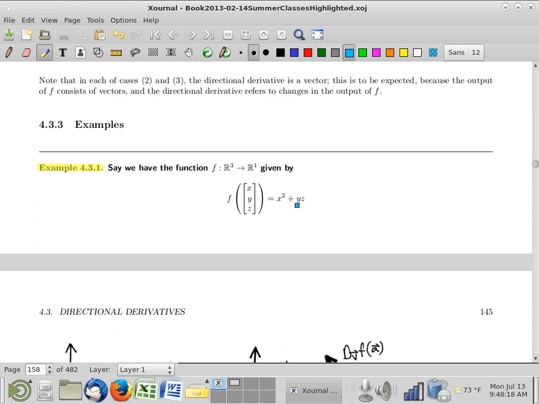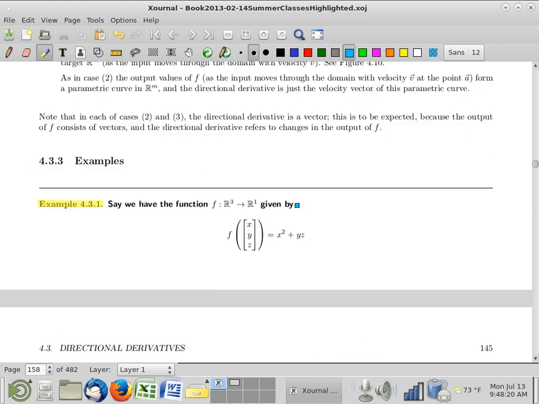All right. Okay, so let's do an example. Here's a function. Three inputs, one output. So this is one of these real valued examples. And keep in mind, when we say that we're going to compute the directional derivative, we're computing just a rate of change. Again, you can think of it as a velocity vector, but you don't have to.